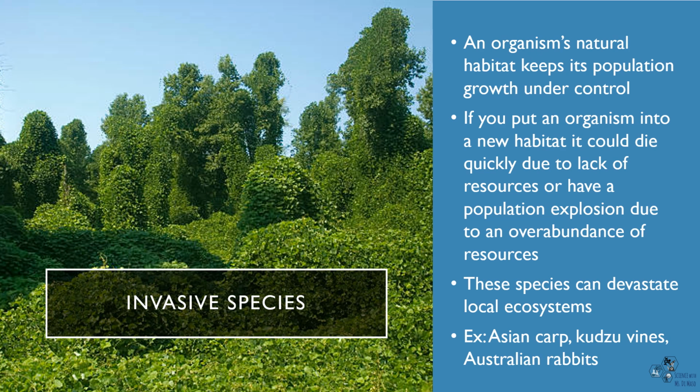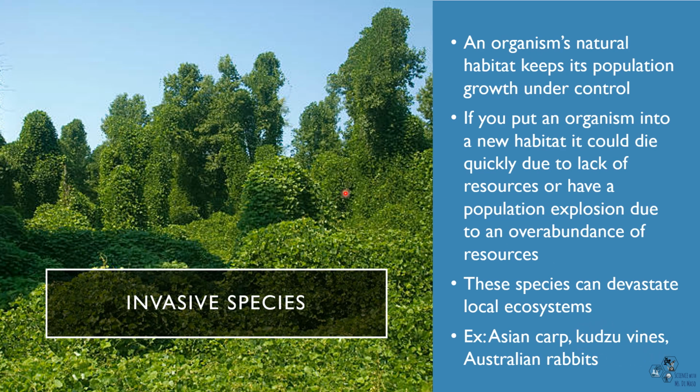That's where you see a problem, where these organisms end up doing better than the native population, and that results in an explosion in their population, and it can absolutely devastate local ecosystems and cause native species to go extinct. So an example is the Asian carp. We're going to talk about the Australian rabbits in class. Another one is these kudzu vines that you can see here.